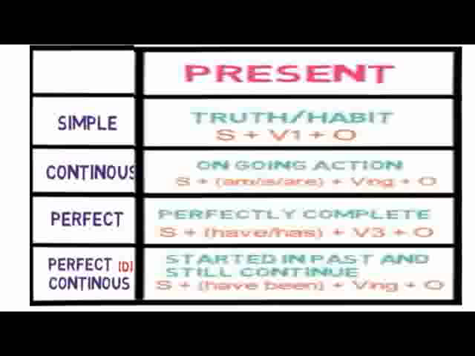So there is a brief preview of all the present tenses. Simple: it's a truth or habit. We will use a subject, then the first form of the verb, then an object. Then continuous, an ongoing action: subject, am, is or are, ing with the first form of the verb, and then the object.